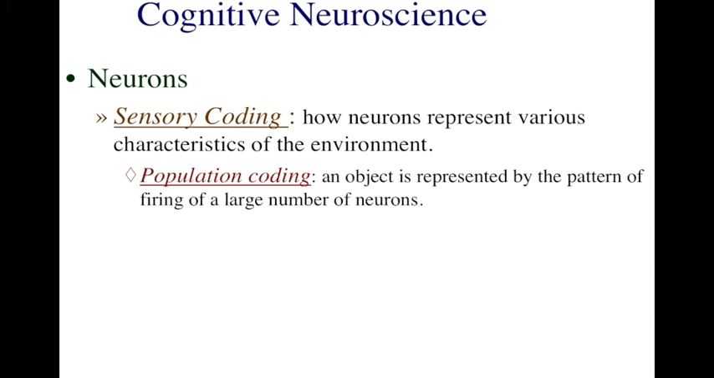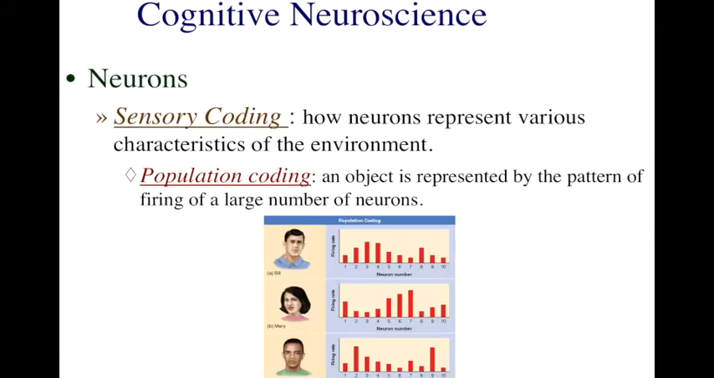So another possibility is population coding. Here we can take an object and have it represented by a pattern of firing over a large number of neurons. So here, when I see Bill, I have some neurons like neuron 3 and 8 that are very active, other neurons that aren't very active like 7 and 10, but overall I have this particular pattern over the 10 neurons that is specific to Bill.